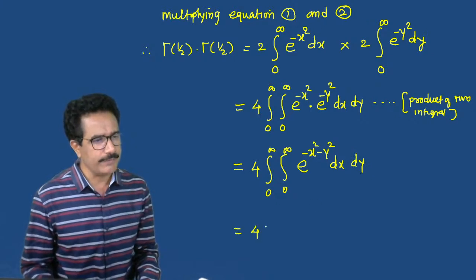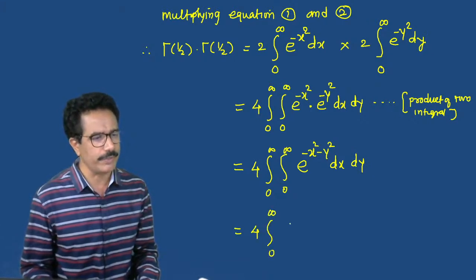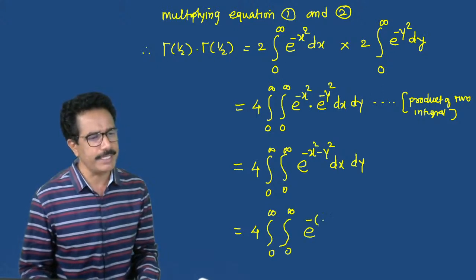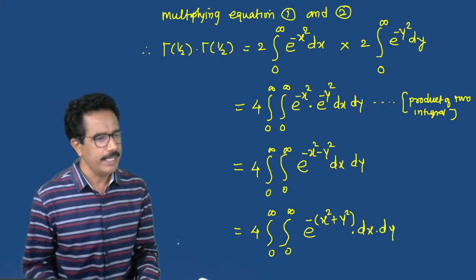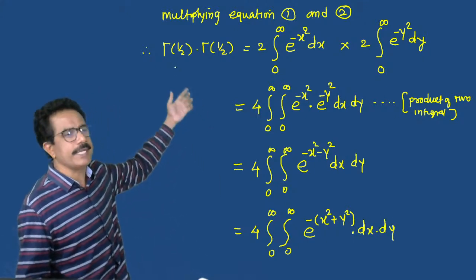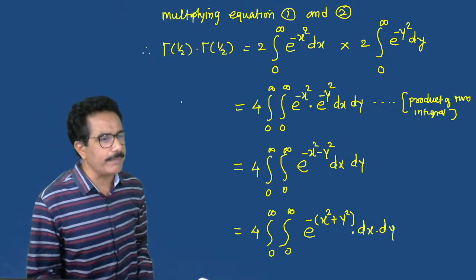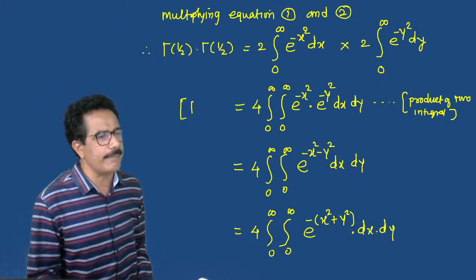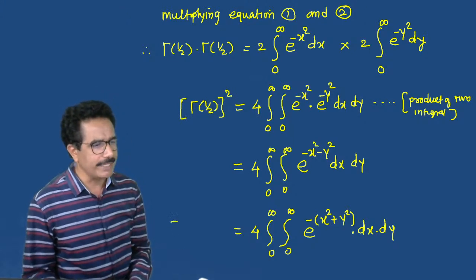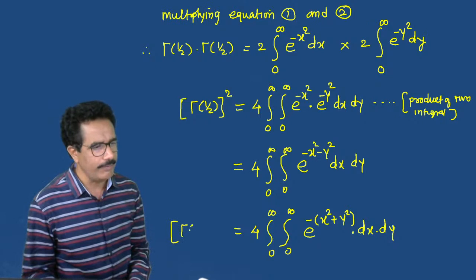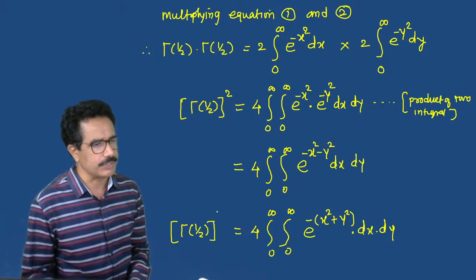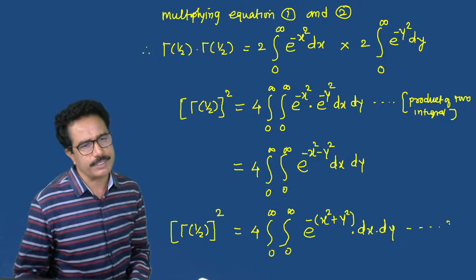So we can write 4 integral from 0 to infinity e raised to minus x square plus y square into dx into dy. Now see this on the left side, gamma 1 by 2 into gamma 1 by 2. So we can write gamma 1 by 2 bracket square. So we will get the result gamma 1 by 2 bracket square. Suppose this is equation 3.